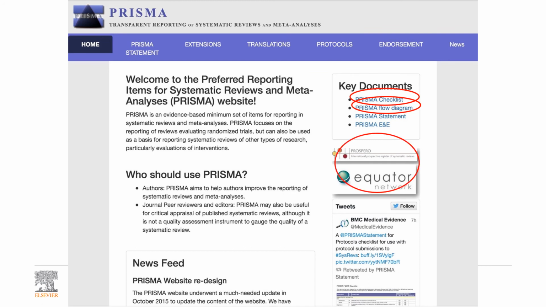Also worth noting, PRISMA is part of Equator, but you can also register your reviews with PROSPERO, but this only applies to clinical reviews and wouldn't normally apply to reviews of nursing education.